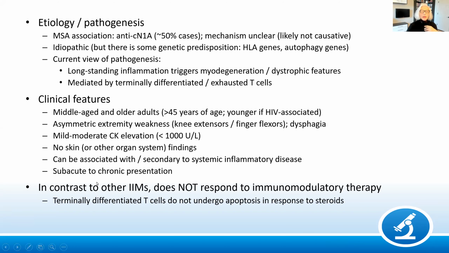And this is really, as opposed to all the other diseases that have somewhat overlapping clinical presentation, fairly unique. Instead of symmetric proximal weakness, we tend to have asymmetric weakness, and that particularly involves knee extensors and finger flexors. The CK elevation is generally not very high. And even though this can happen secondary to systemic inflammatory disease, most of the cases occur sporadically in people that are over 45 years of age.